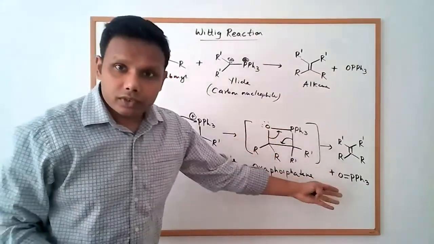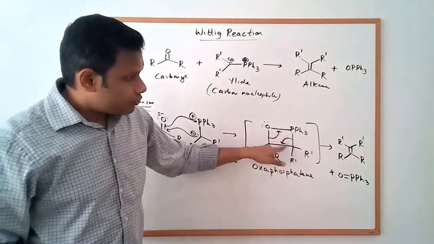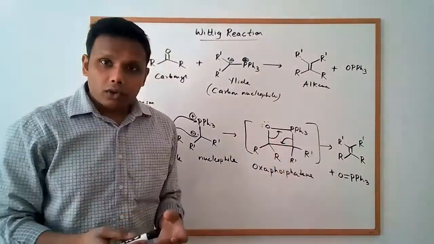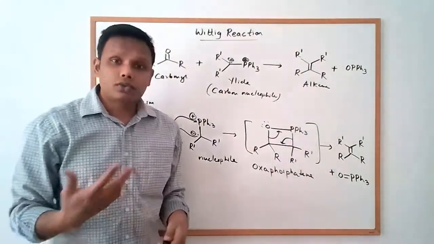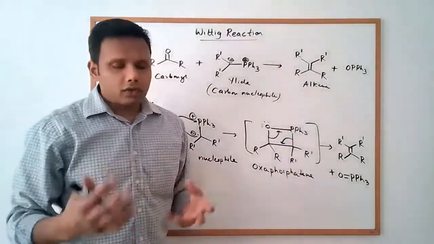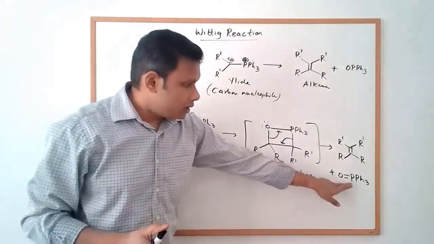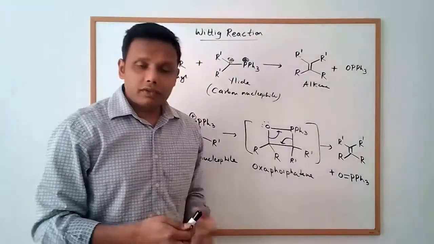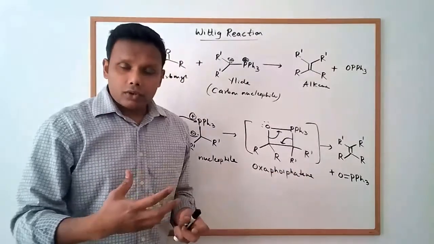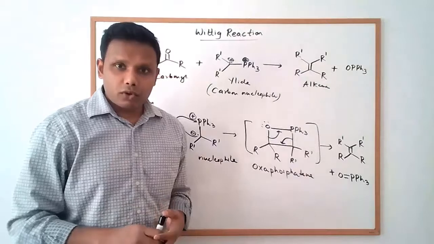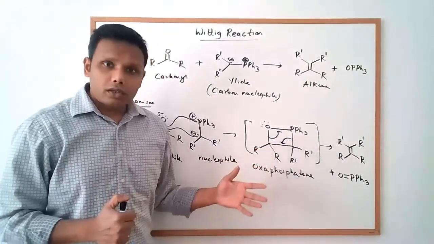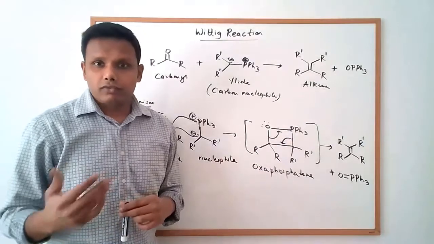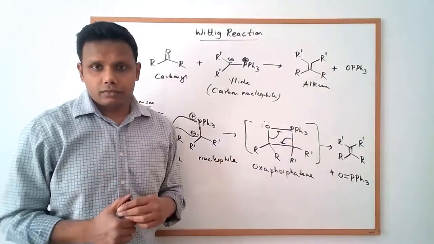Now, the driving force for this reaction is the formation of this phosphorus-oxygen double bond. Phosphorus is also an oxophilic element, and so it likes to make multiple bonds with oxygen. So the formation of that phosphorus-oxygen double bond drives this reaction forward. We will talk about the stereochemistry that's involved in a Wittig reaction in a following video. Bye.